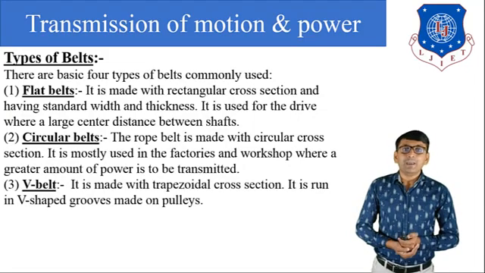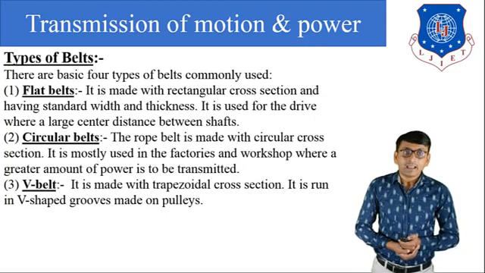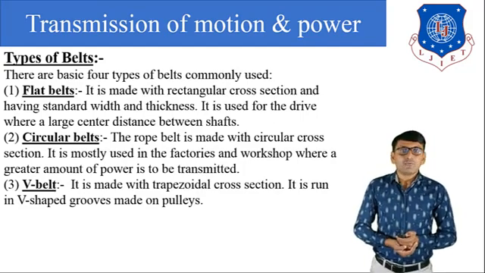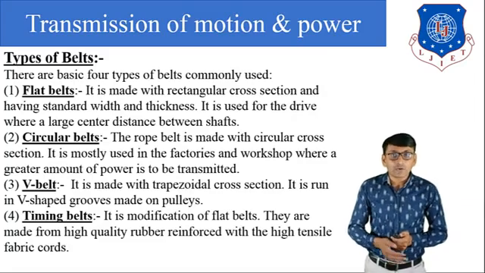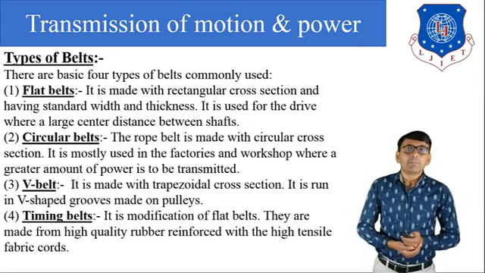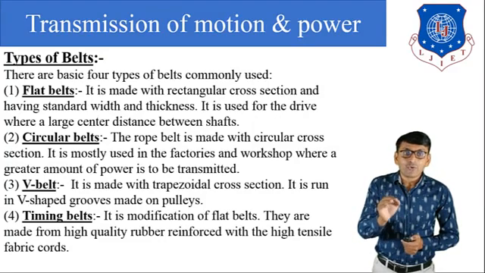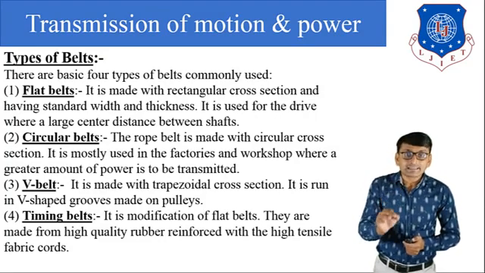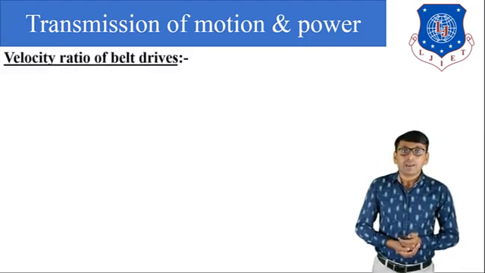Then third, V belt. It is made with a trapezoidal cross section and it runs in a V-shaped groove made on the pulley. Now the fourth one, that is timing belt. It is a modification of flat belt. They are made from high quality rubber reinforced with high tensile fabric cord. Now we discuss velocity ratio of belt drive.